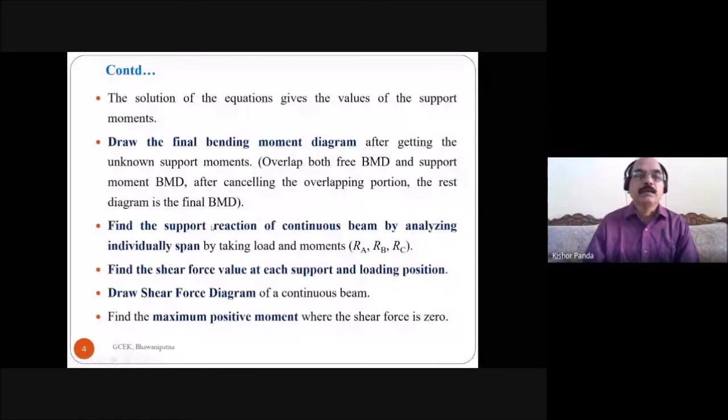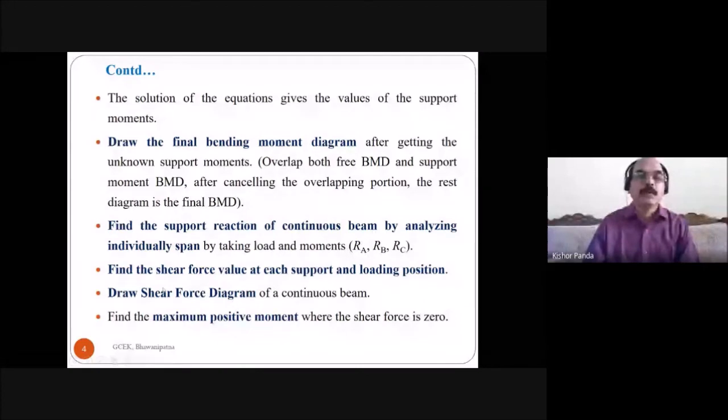Then you have to find out the support reaction of the continuous beam by analyzing each span individually. If there are two spans, then by taking the two spans individually, you have to find out the reactions at both ends. You have to take the load that is given and the support moments you got. So by using the load and the moments, you have to find out the reaction at both ends of the simply supported beam.